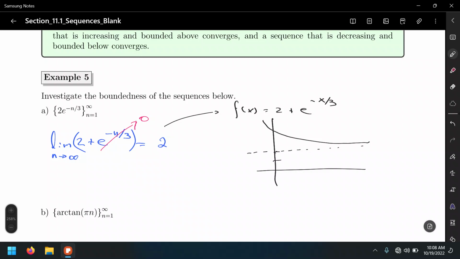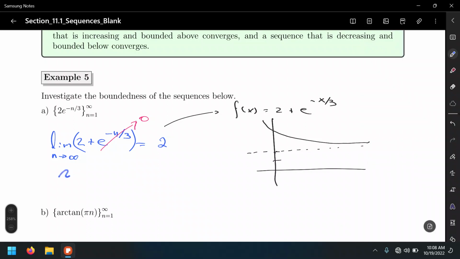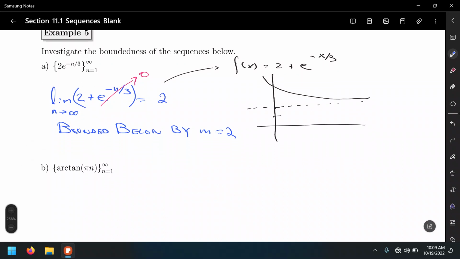It's a lower bound, right? So this sequence is bounded below by little m. For upper bounds, big M equals 2. So yes, ultimately we're finding a limit just the same way we did at the beginning of the section, but this time we need to look a bit further and determine whether that limit is an upper limit or a lower limit. That's all it is. What do we have here?